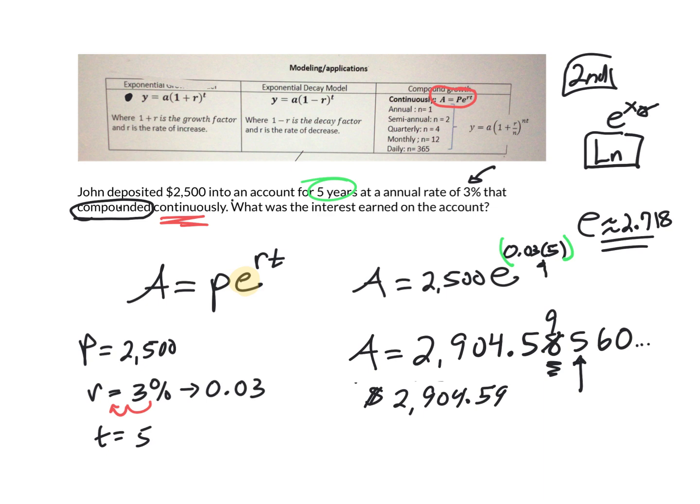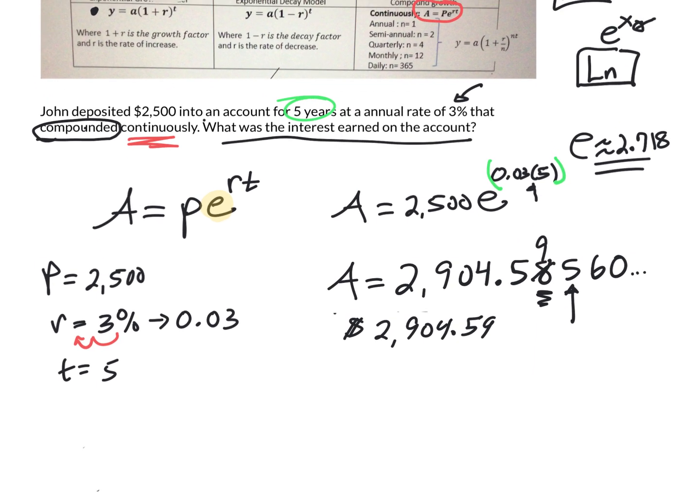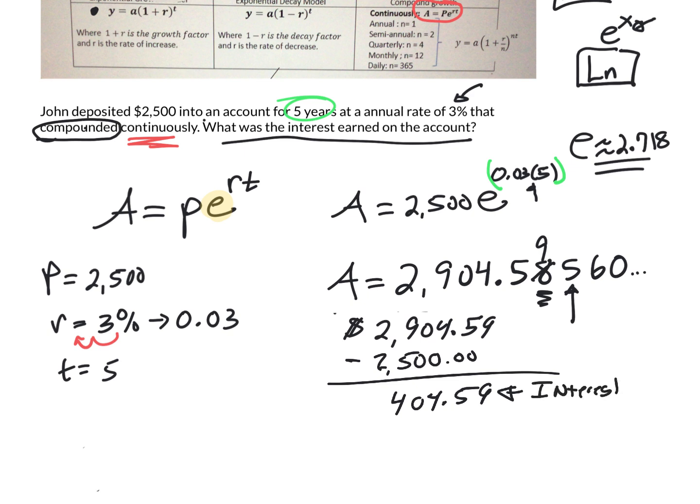The question was, what was the interest earned? So remember, we put up $2,500 of our own money into the account. So we got to subtract that out to see what was our actual earned interest. So the interest that we earned on that account was $404.59.